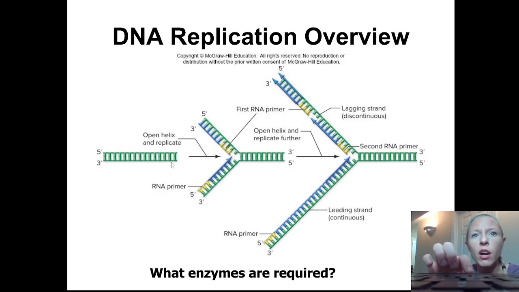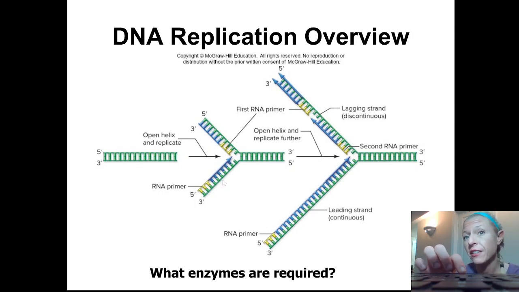So this is first our strand of DNA, and we know that topoisomerase is going to help stop our DNA from recoiling once we get this replication fork going. And helicase is what's going to open the helix and start replication. Primase is going to be adding our RNA primers in the 5' to 3' direction.